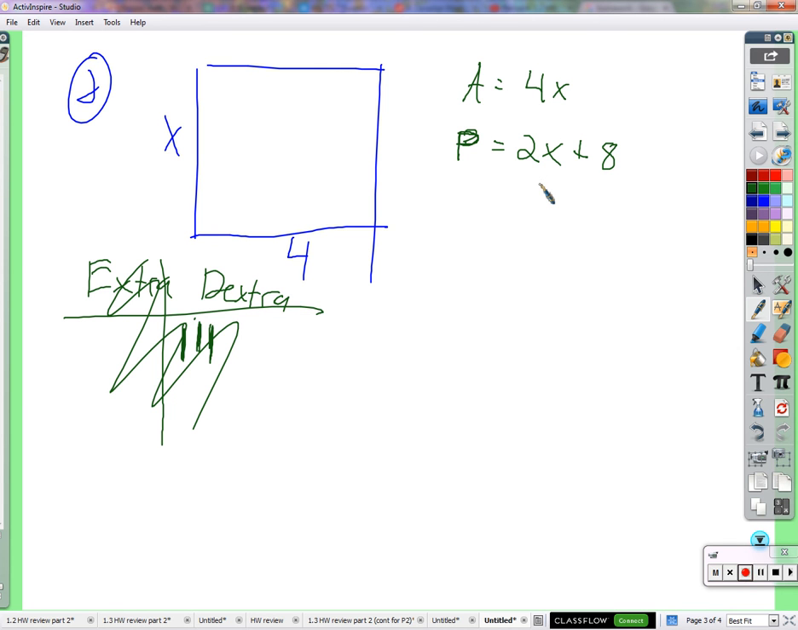All right. So the area based on side is 4x. The perimeter is 2 x's plus 2 4's, which is 2x plus 8.